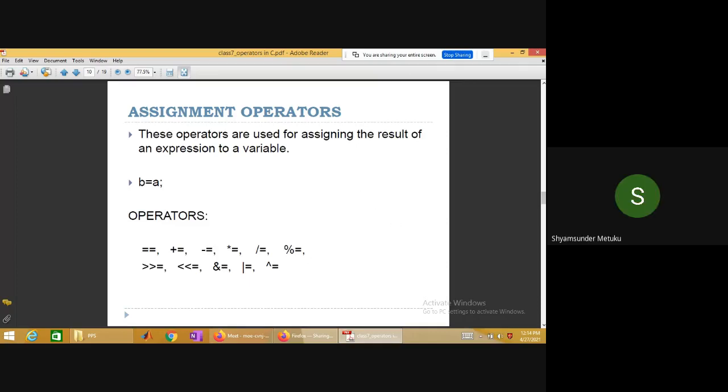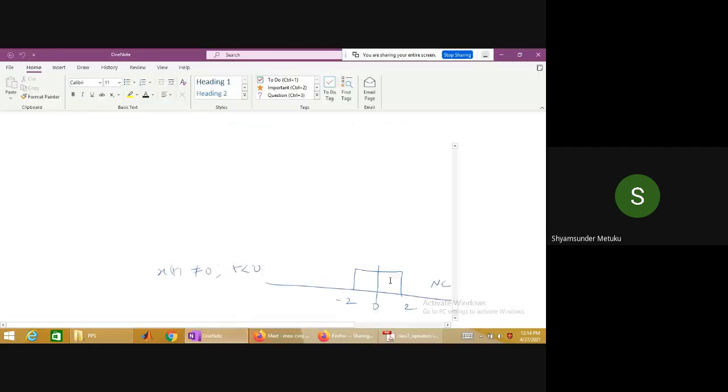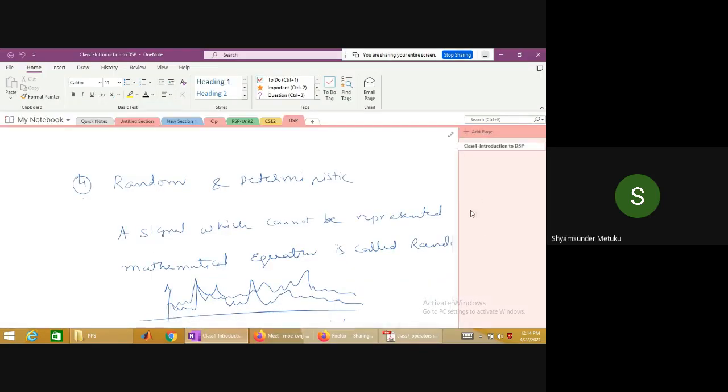I'm unable to write here on the PDF, but I'll tell you. A equal to A plus B can be written as A plus equal to B. Both are the same actually. We call it a shorthand notation. So let me write here, just wait. Whenever the same source variable is acting as a destination variable, in that situation we make use of these assignment operators.